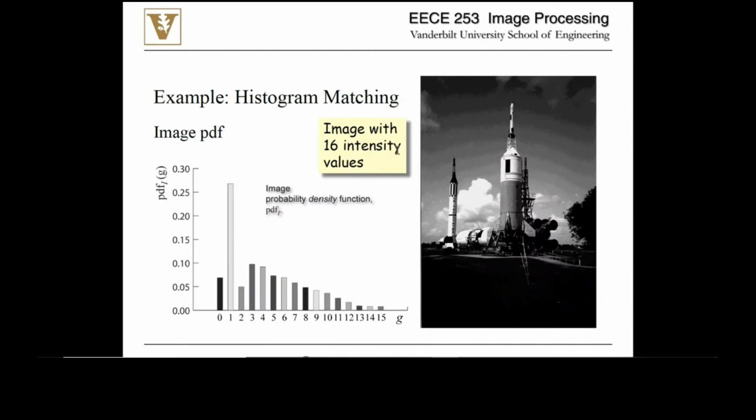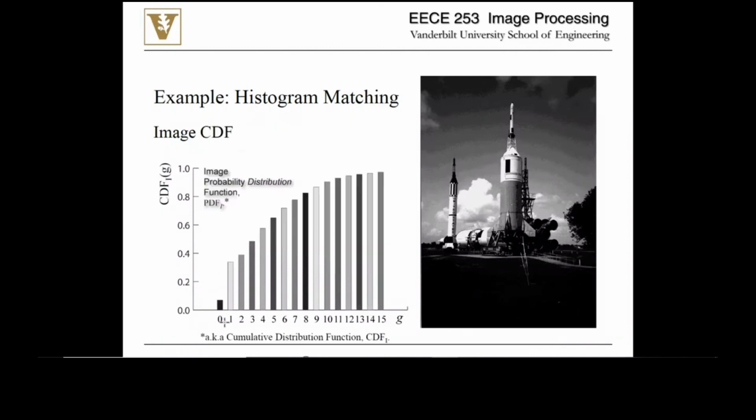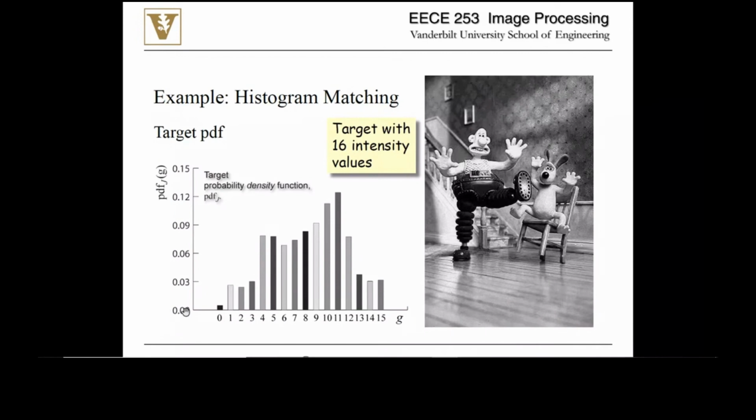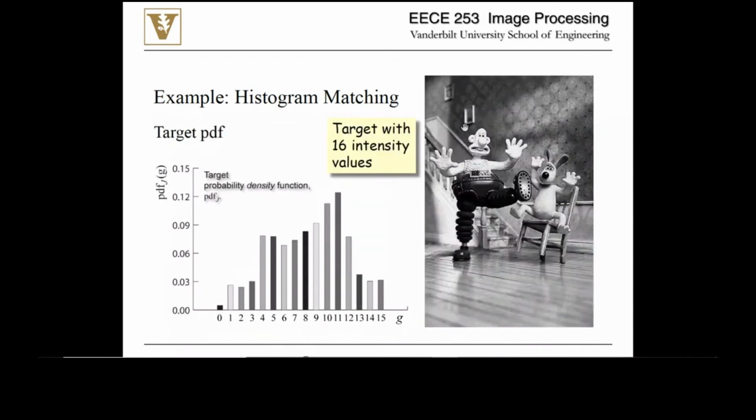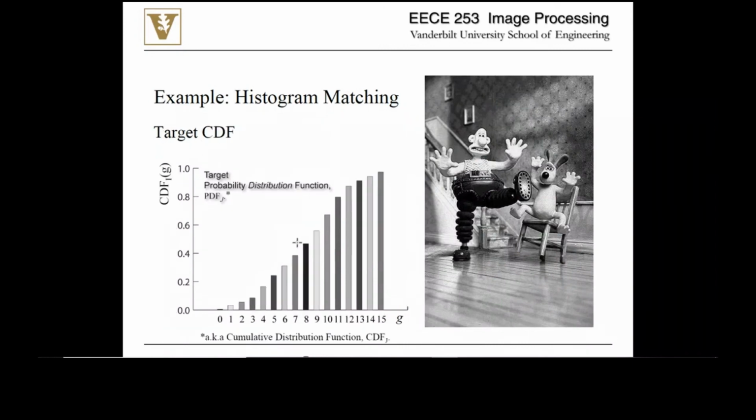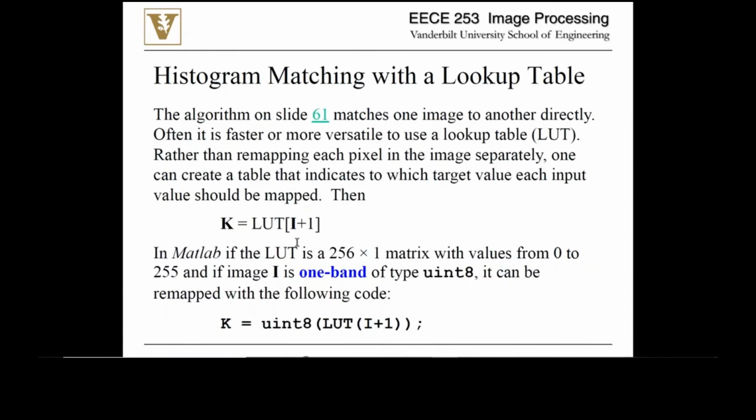And here is another example. Let's say that we have this image with just 16 intensity values, and this is the probability density function. This is the cumulative density function. We want to match that histogram to the histogram of this one. So this is the probability density function of the image J and the cumulative density function of J.